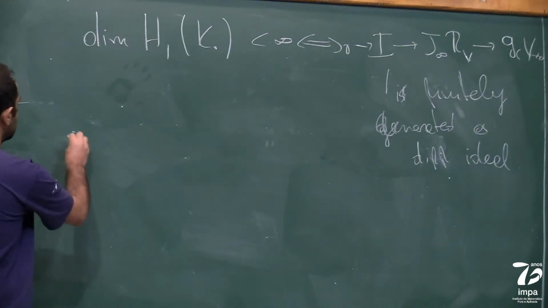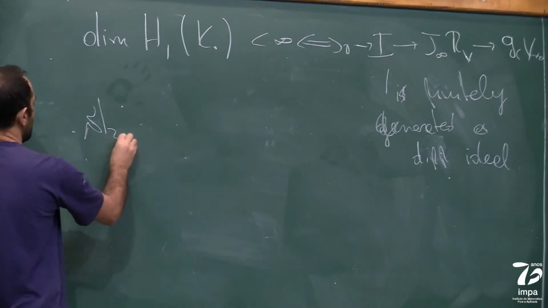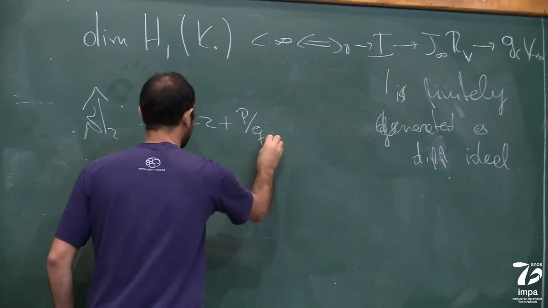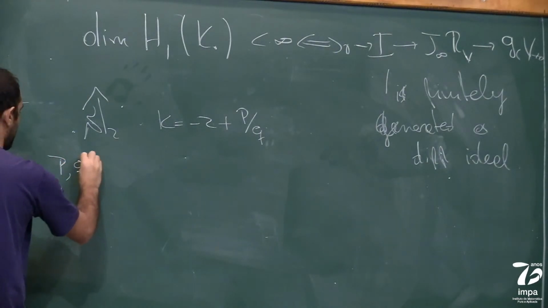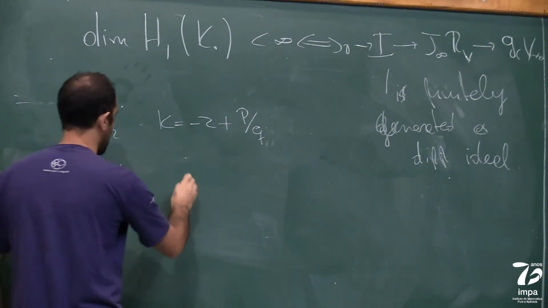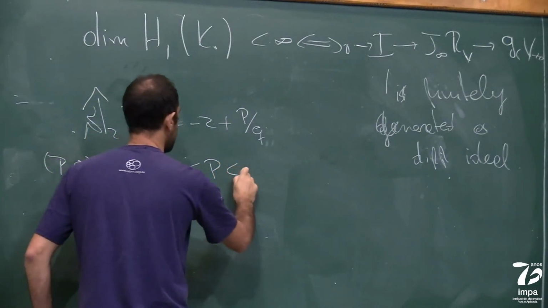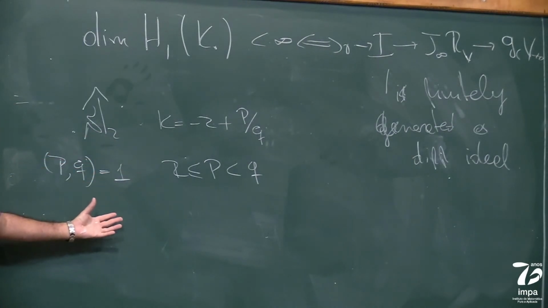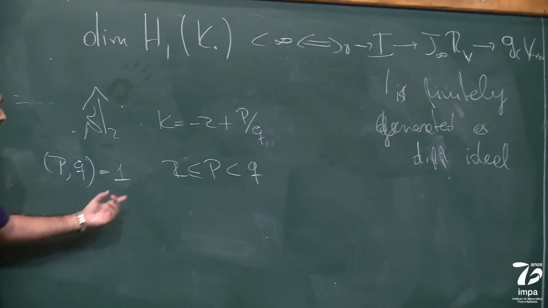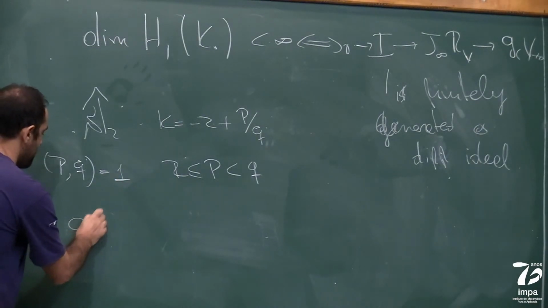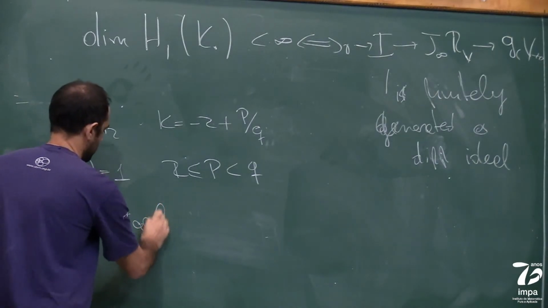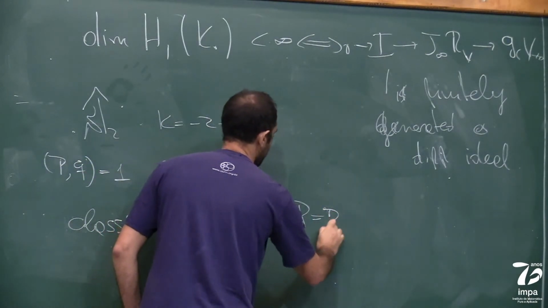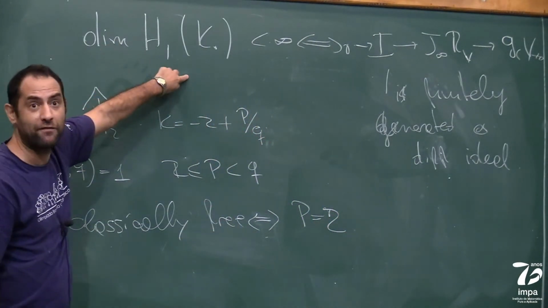So what we know is that if you take the Hamiltonian reduction of SL2 hat at level k equal to -2 plus p over q, where p and q are coprime, and let's say 2 is bigger or equal than p, which is less than q, if you take the Hamiltonian reduction of that, you're going to get the Virasoro vertex algebra at a particular central charge. This thing is classically free if and only if p is equal to 2. So in those cases, those Virasoro modules will have this vanishing.